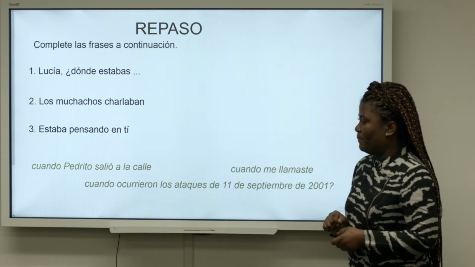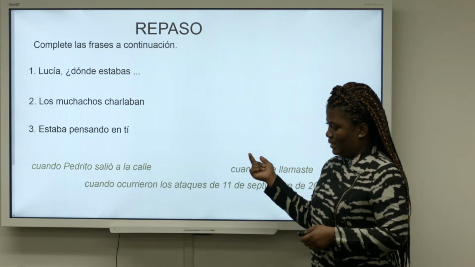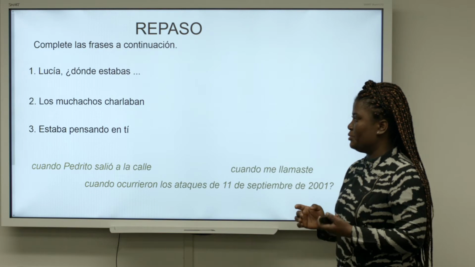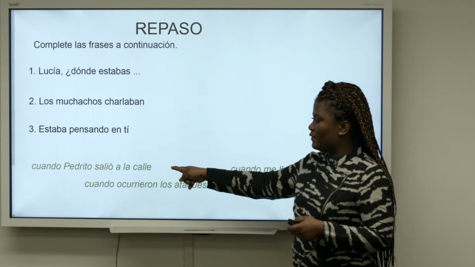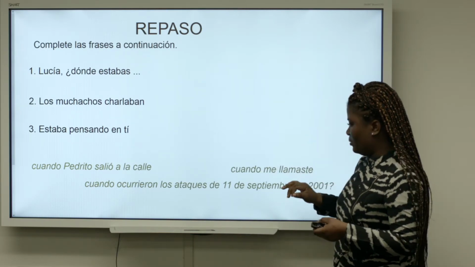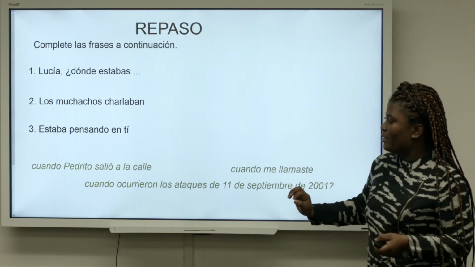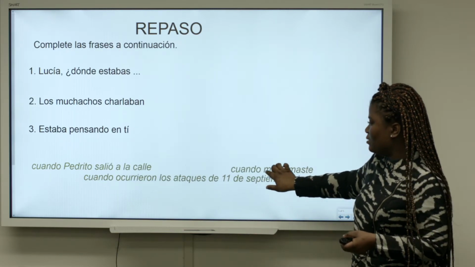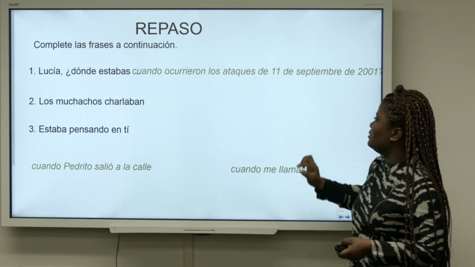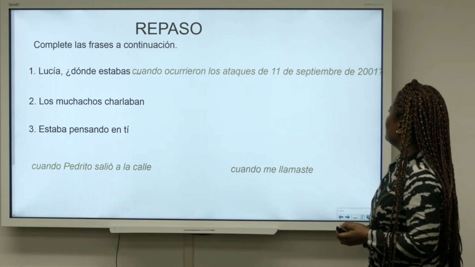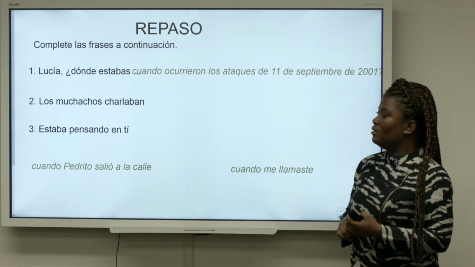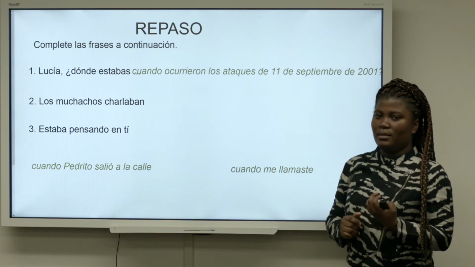Cuando Pedrito salió a la calle, when little Pedro went out to the street. So this doesn't have a question mark, so it won't be the ending of the first question. The one that has the question mark is this one. So, Lucía, ¿dónde estabas cuando ocurrieron los ataques de 11 de septiembre de 2001? Lucía, where were you when the 9/11 attacks started?